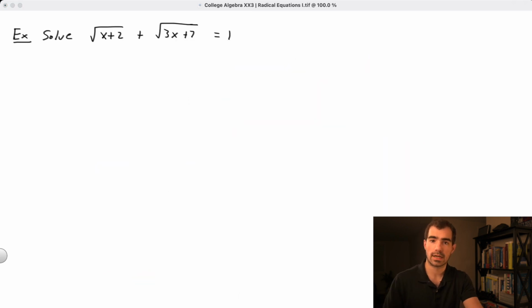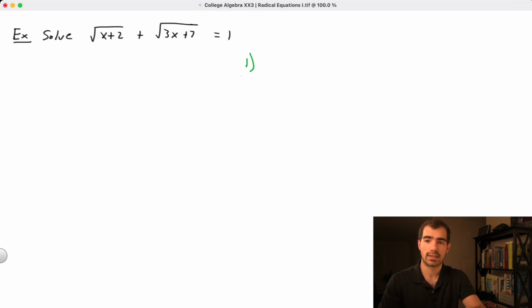But let's try to apply that same process to solving the square root of x plus 2 plus the square root of 3x plus 7 equal to 1, because as we'll see here, there are sometimes situations where we do have to eliminate one of the extra solutions.